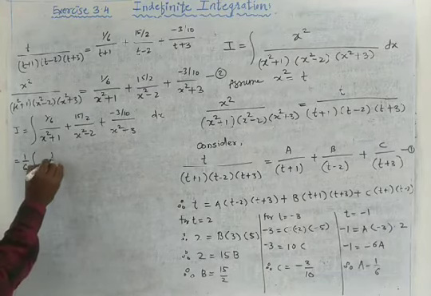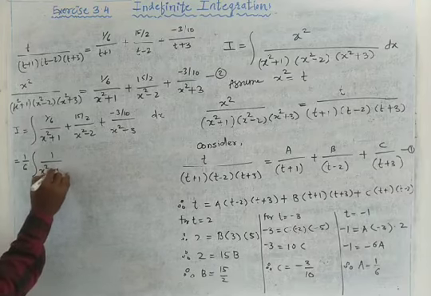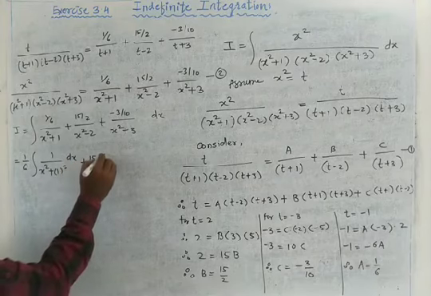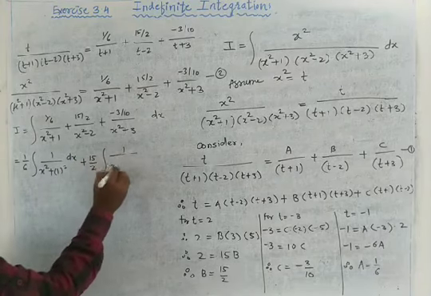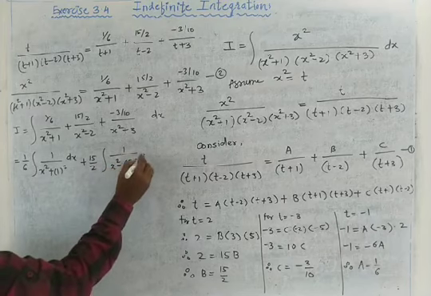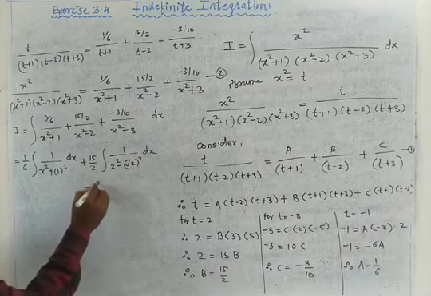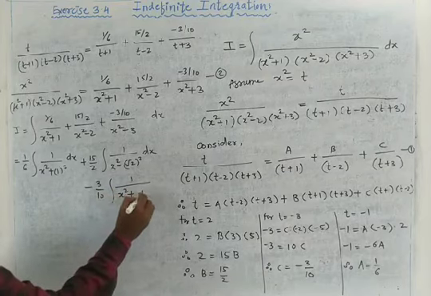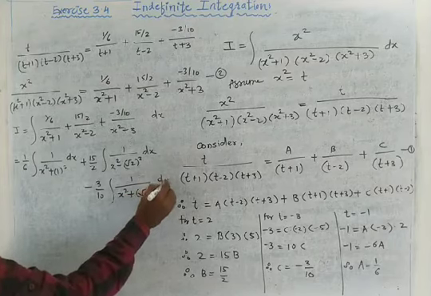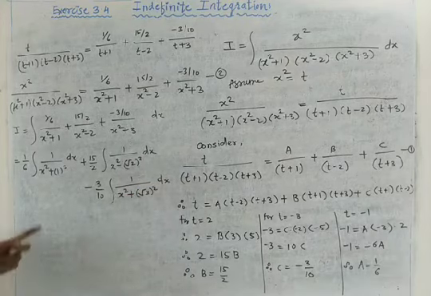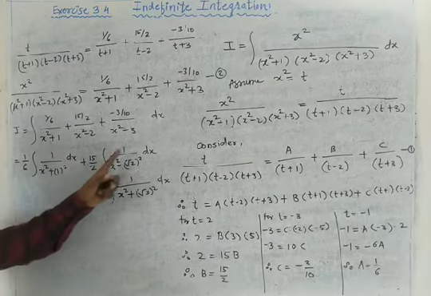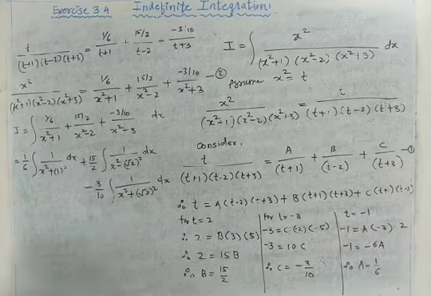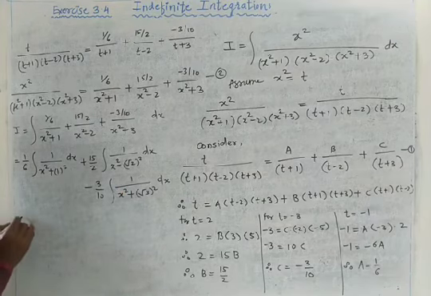Now separate the integration and take the constant terms outside. So 1 by 6 integration of 1 upon x square plus 1, which can be written as 1 square, dx, plus 15 by 2 integration of 1 upon x square minus root 2 bracket square dx, minus 3 by 10 integration of 1 upon x square plus root 3 square dx. And now we are going to use the formulas 1 upon x square plus a square, 1 upon x square minus a square, and 1 upon x square plus a square. Okay, and we are writing the answer in proper format.